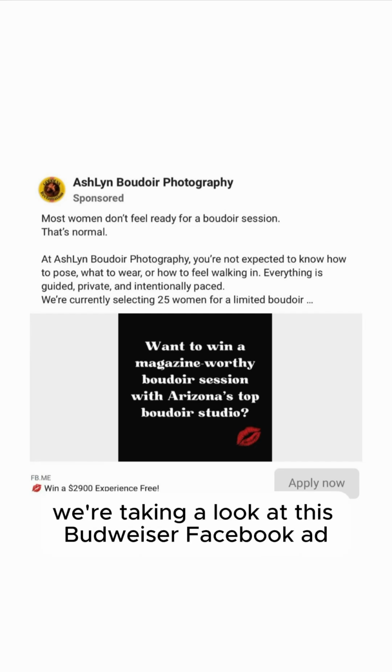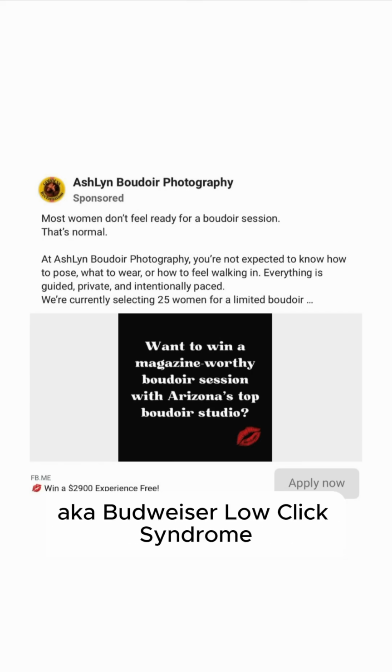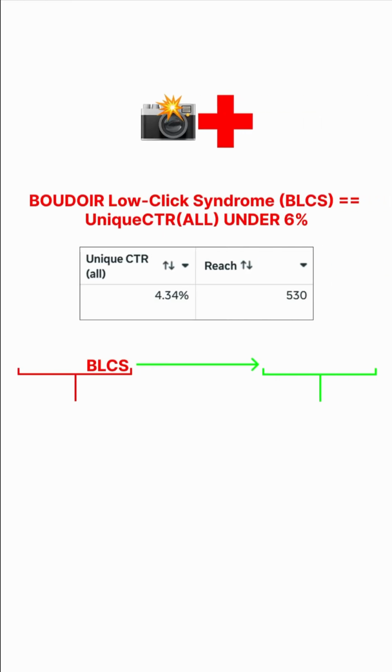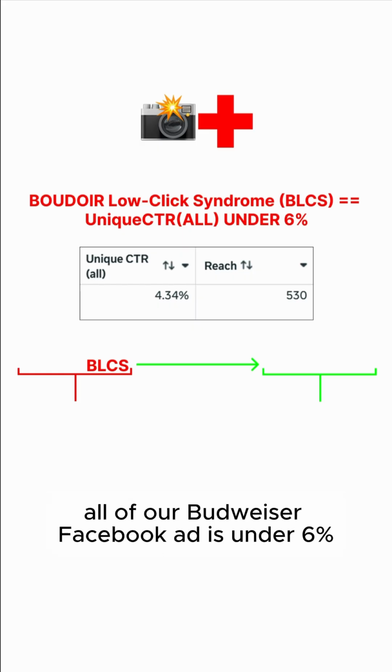All right, y'all, we're taking a look at this Boudoir Facebook ad. Gonna diagnose it, see if we believe it has BLCS, aka Boudoir low click syndrome. So, BLCS, also called Boudoir low click syndrome, is when the unique CTR all of our Boudoir Facebook ad is under 6%.